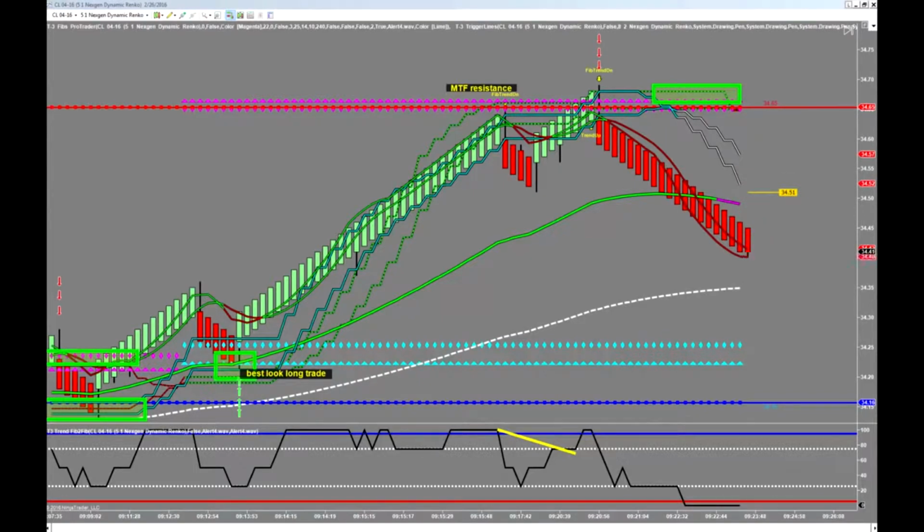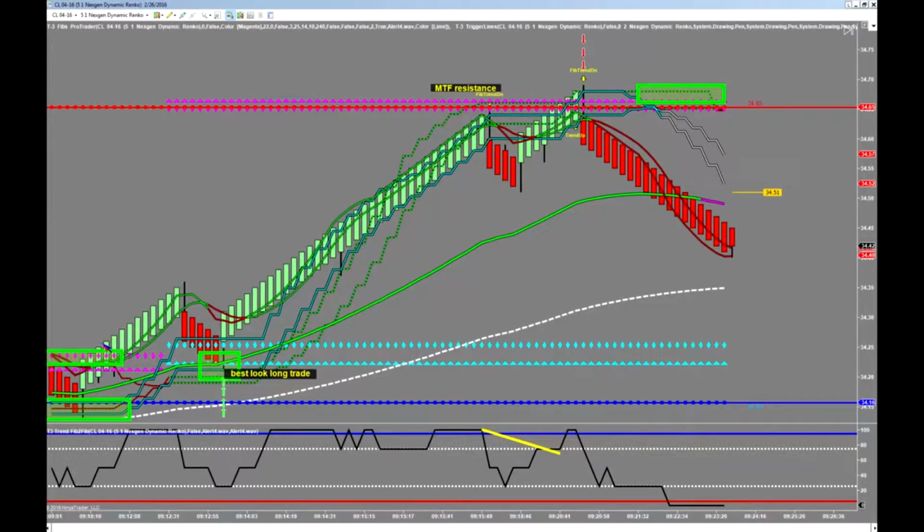But I mean, this is textbook multiple time frame support and resistance trading right here. You get a breakout to the upside. You get a best look trade to take you up to multiple time frame resistance. You have multiple time frame resistance hit, and then you end up with a stop run and a failure for a counter trend trade short. It's a beautiful look.